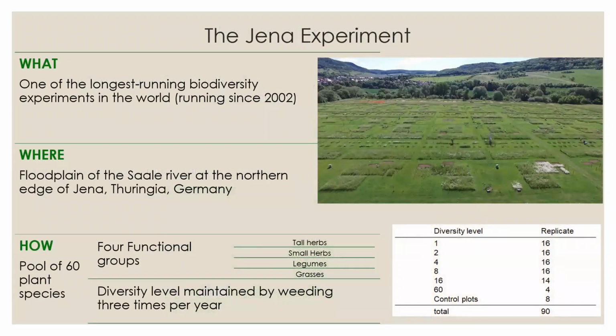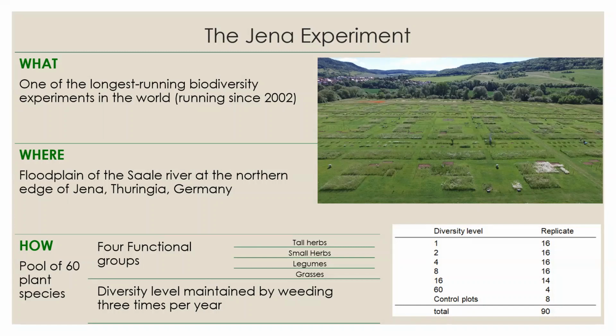The location of the project is the Jena Experiment, a long-running biodiversity experiment running since 2002. Here we investigate biodiversity-ecosystem functioning relationships in a typical European mesophilic grassland ecosystem and measure a range of key community characteristics, species traits, and processes in hundreds of research plots that can be studied across many years. It is located in the floodplain of the Saale River in Jena, in central Germany.